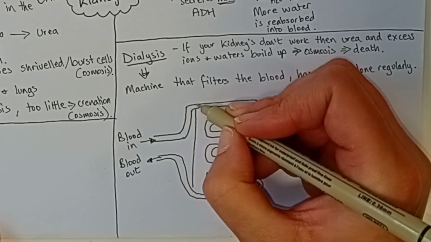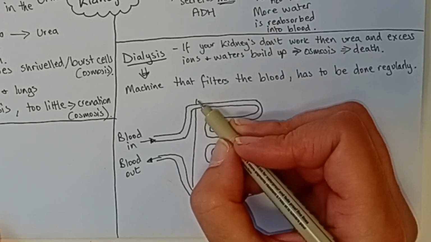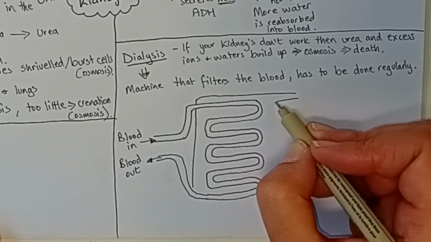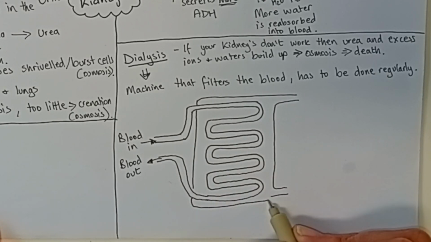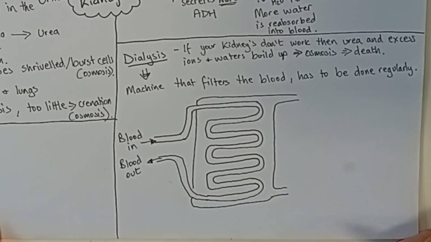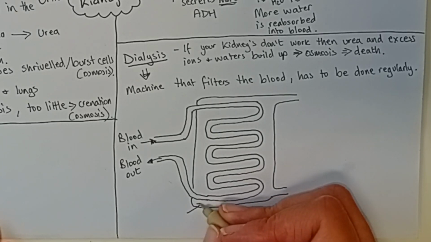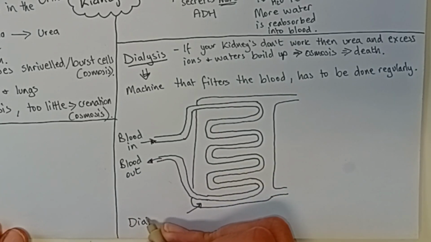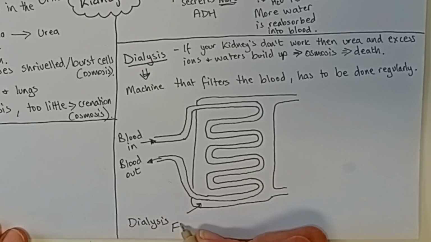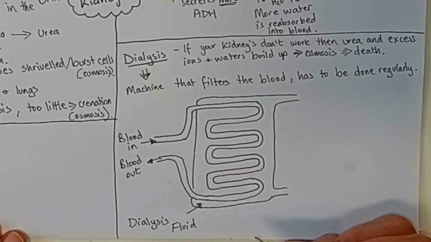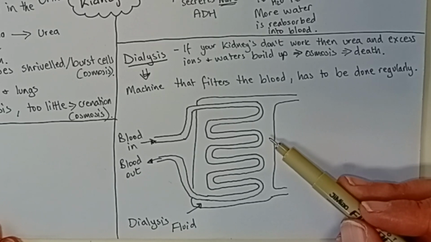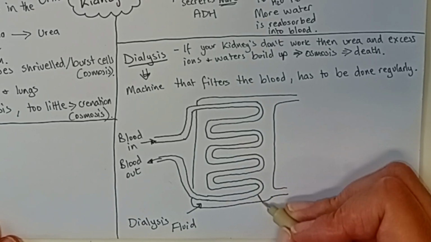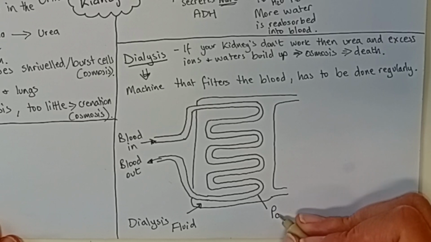So this tubule, or this membrane, goes into a container full of a special liquid. It's called dialysis fluid. And dialysis fluid has the exact right concentration of water and salt that your blood should have. The tube is made out of a partially permeable membrane.